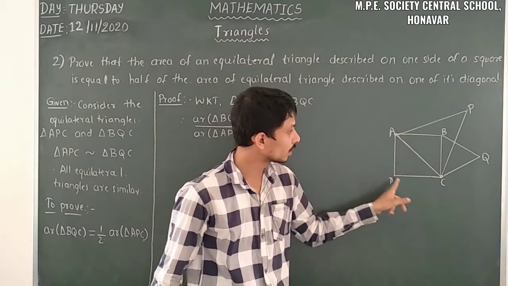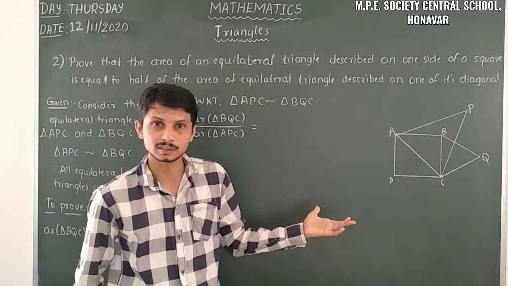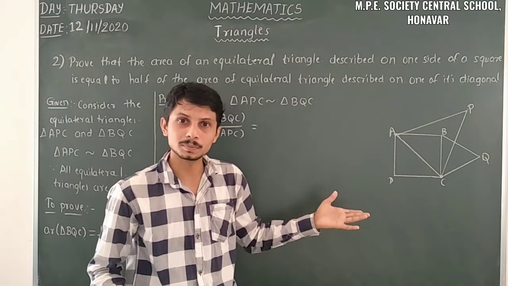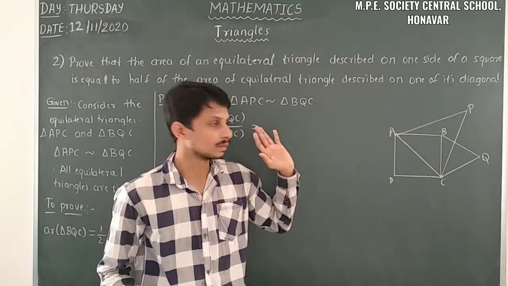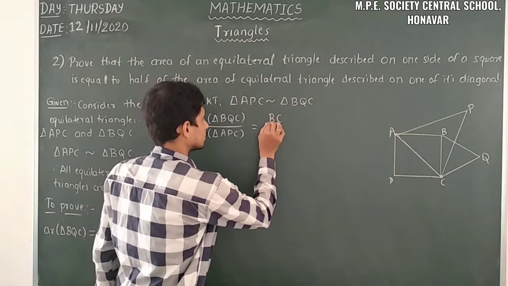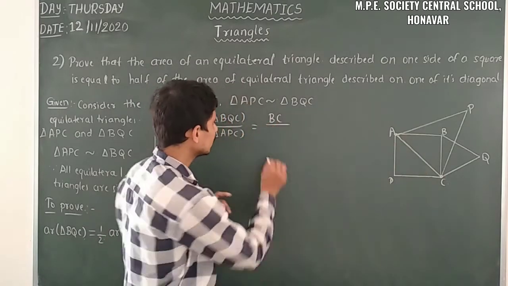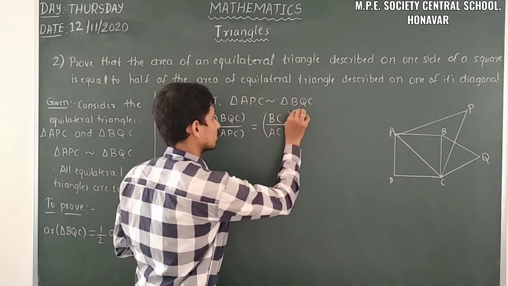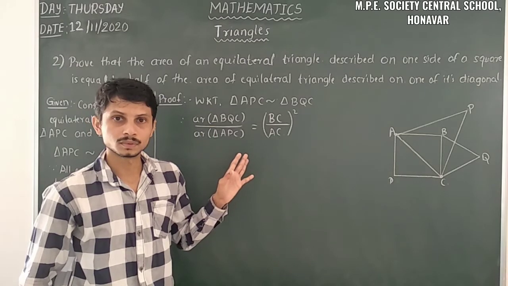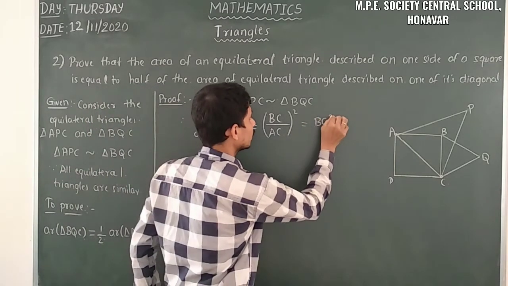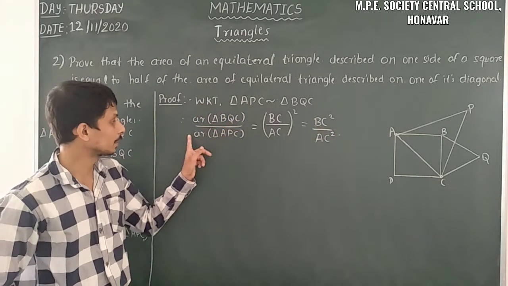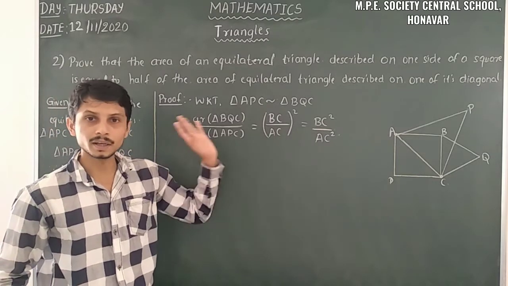Because it belongs to the square, we can take any equalities. So the area of triangle BQC over the area of triangle APC is equal to BC divided by AC, whole squared. We can write it as BC square divided by AC square. So the area of triangle BQC divided by the area of triangle APC is equal to BC square by AC square.